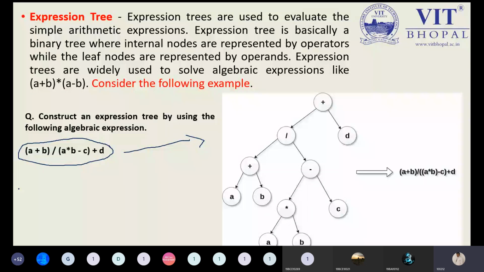Expression tree is definitely what we are using for evaluating the arithmetic expression, but the representation of this tree will be in the form of a binary tree. It means any internal node will have only two nodes. It can't have three nodes. It can have a maximum of two nodes, left node or right node, because the representation of this kind of tree is a binary tree. Okay, now continue.